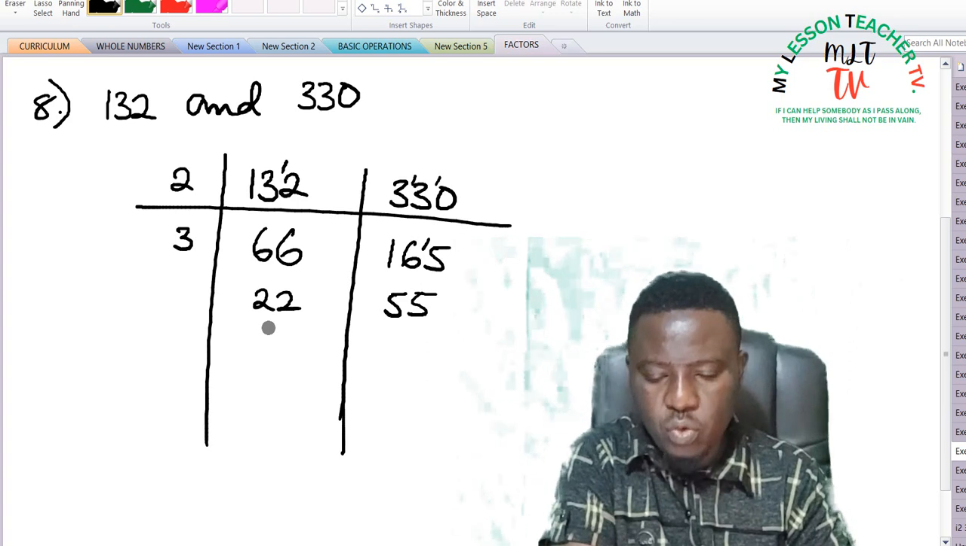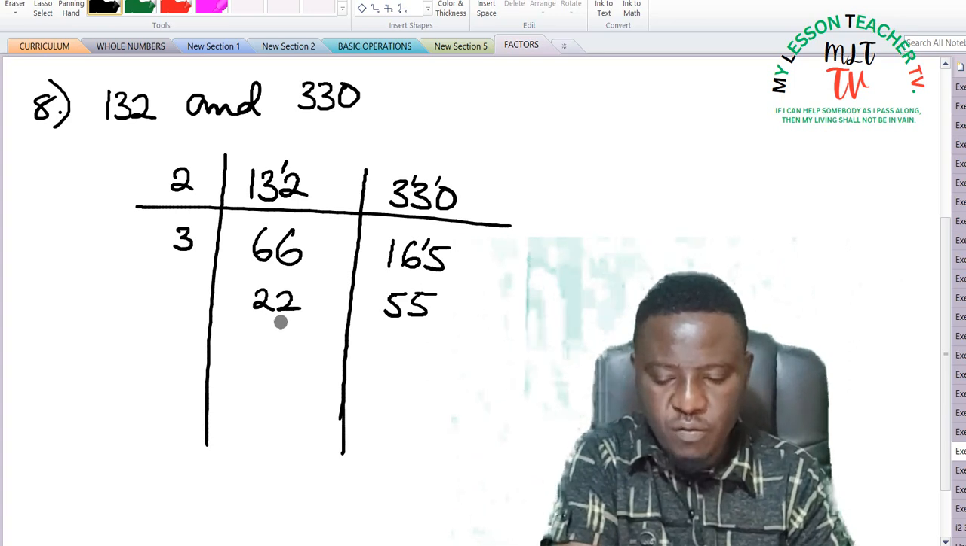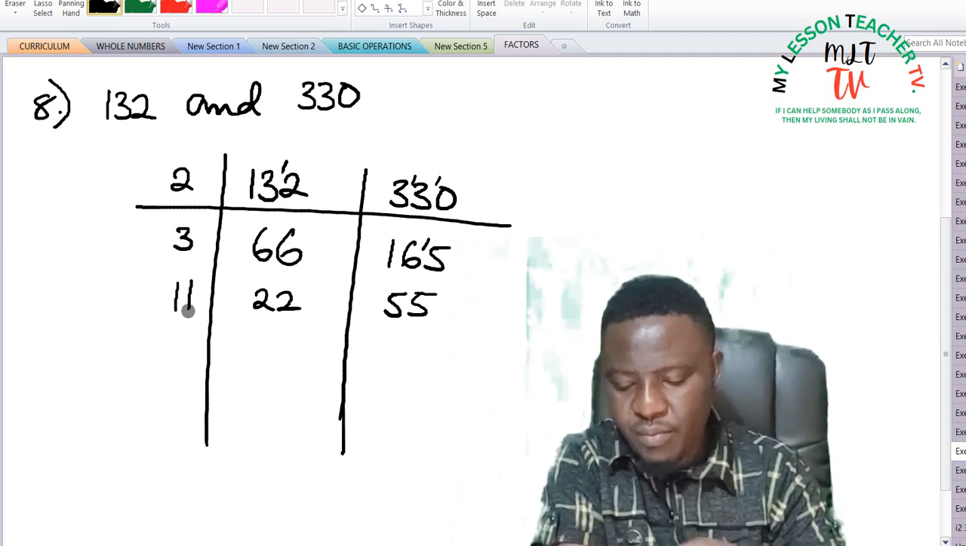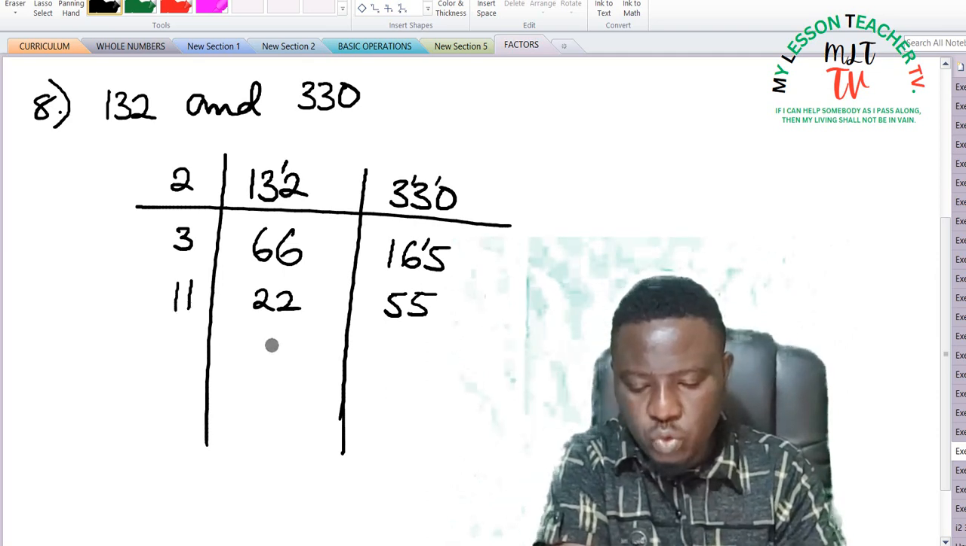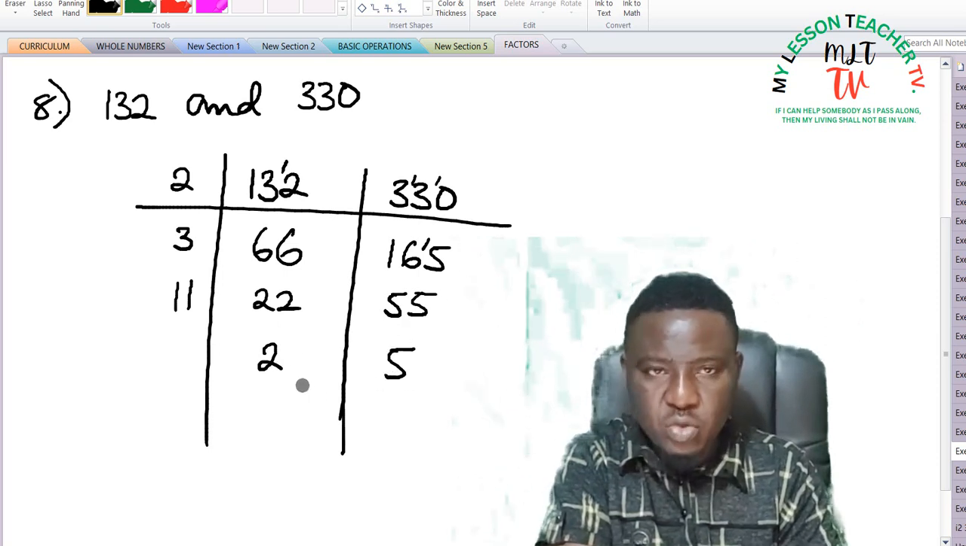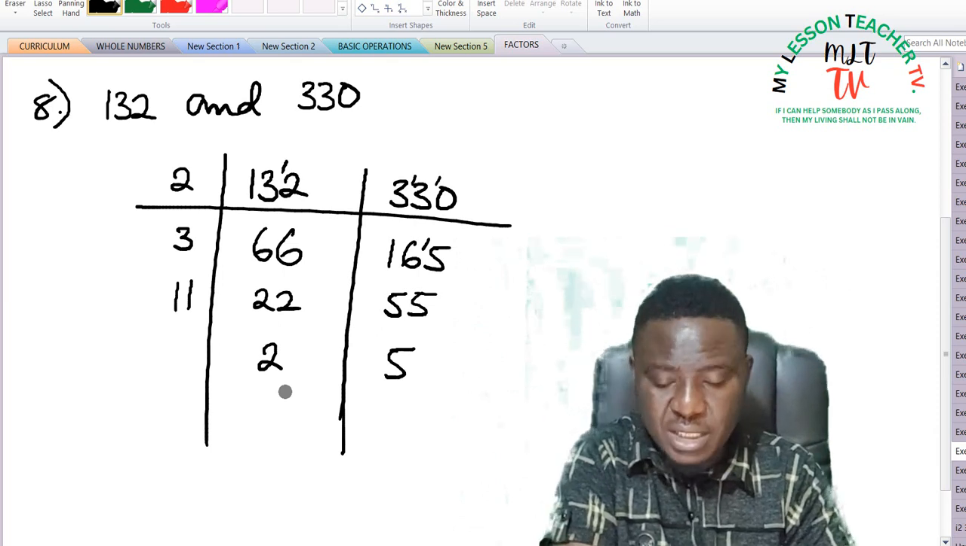5 cannot go because 22 is not a multiple of 5. So when looking at it, I know that 11 can go, which is a prime factor. 11 into 22 is 2 times. 11 into 55 is 5 times. And there's no other prime number that can divide.